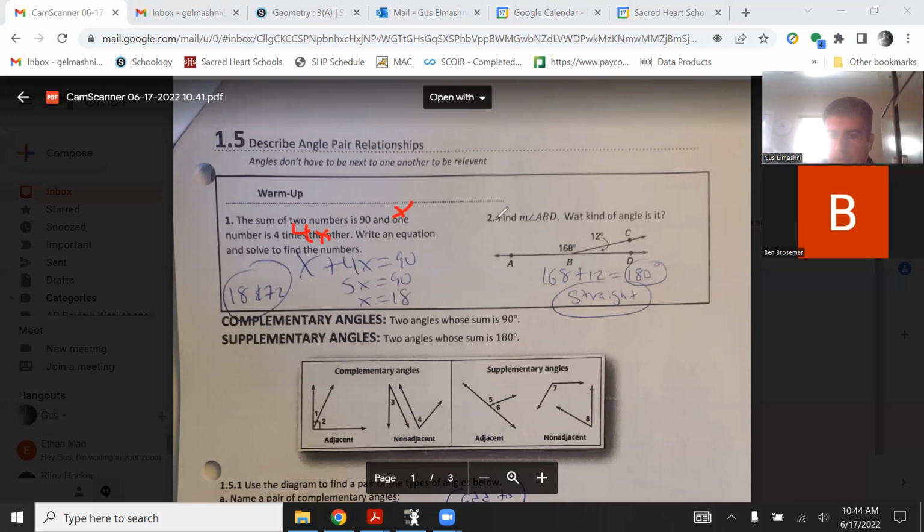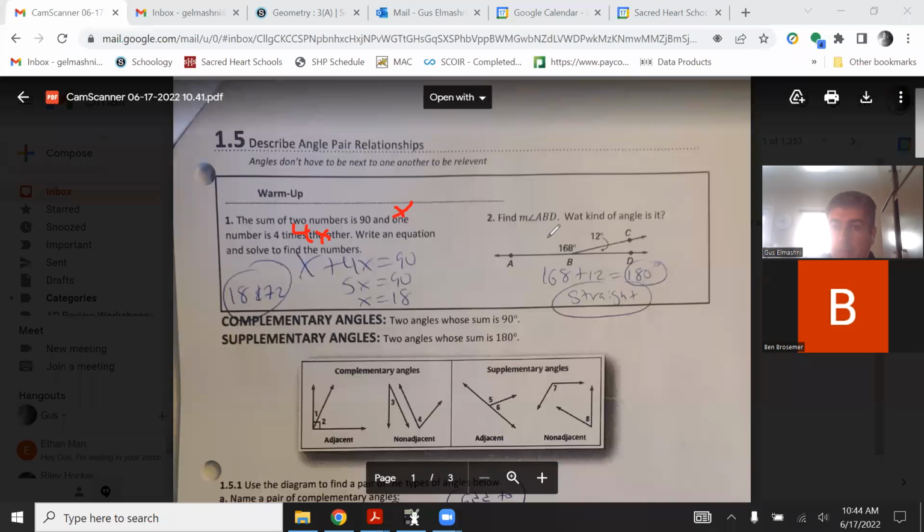For 2, they want to measure angle ABD. Well, you have ABC and CBD. Those add up to 180, and it's a straight angle. Sadie, go ahead.